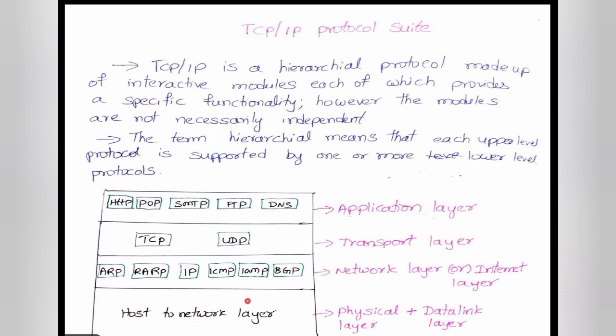The network layer supports ARP, RARP, IP, ICMP, IGMP, and BGP protocols, whereas the transport layer supports TCP and UDP protocols, and the application layer supports HTTP, POP, SMTP, FTP, and DNS protocols. Let us see more about these layers.